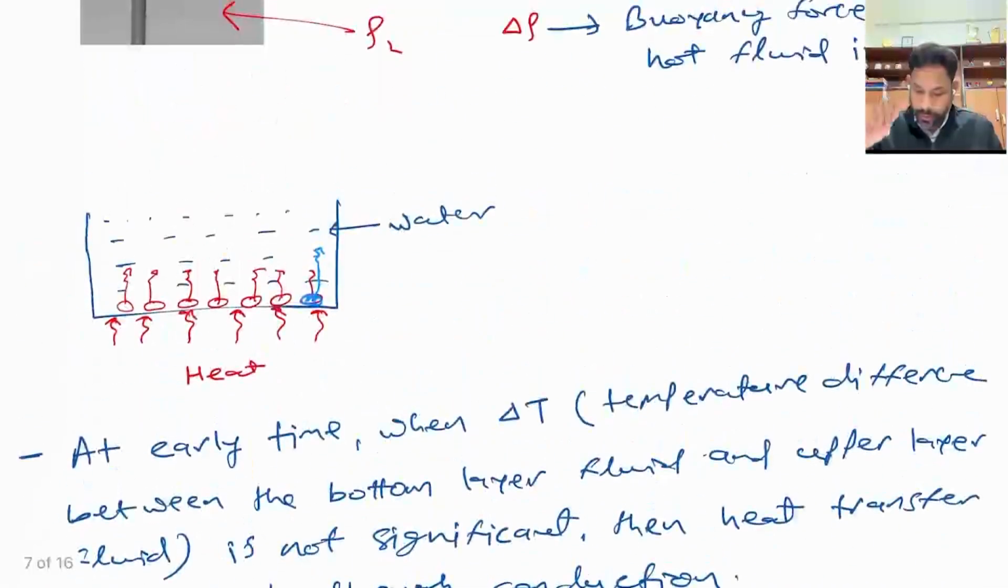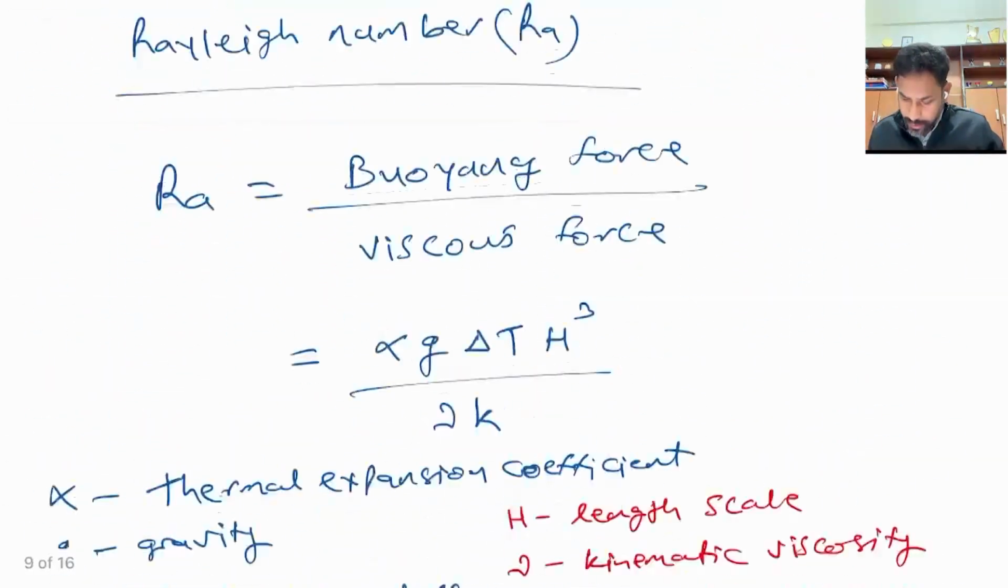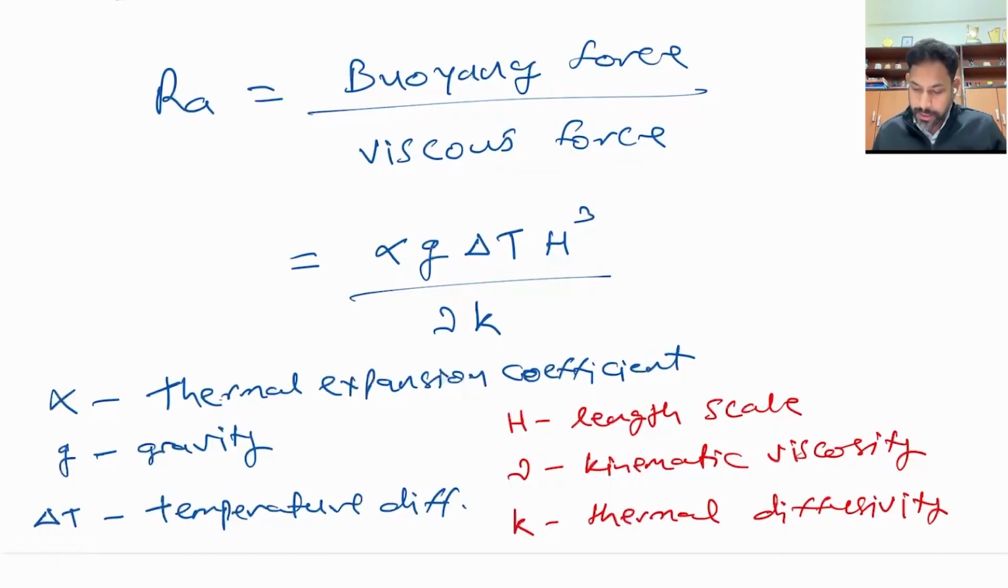So if you think about this particular water body, we are talking about this length scale. This will be your H. And then we have delta T. Delta T is the temperature difference between the bottom fluid and the upper fluid. All right, so what you see in this equation is alpha G, delta T, and H cubed. So delta T basically brings the buoyancy term, and that creates the buoyancy force for convection to happen.